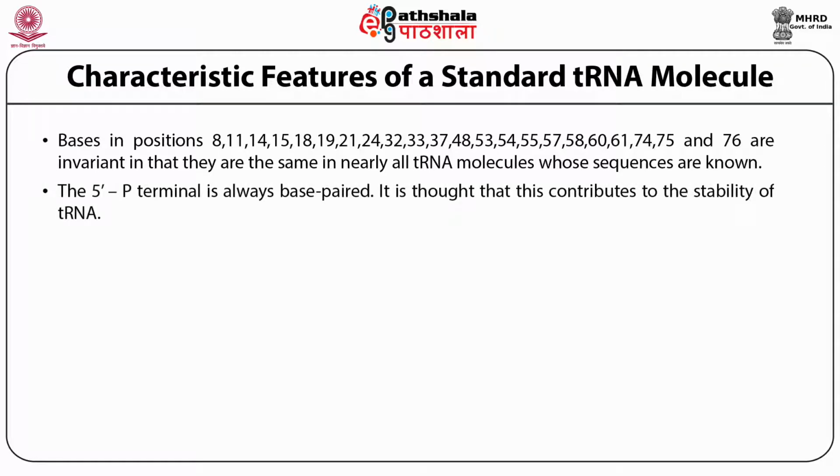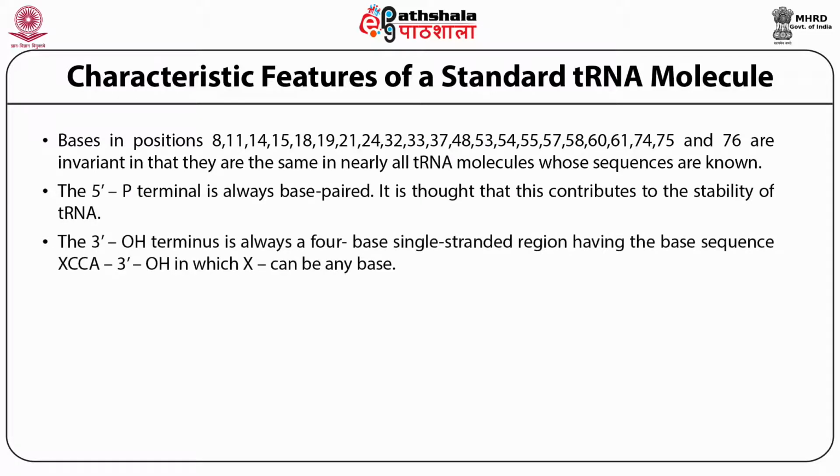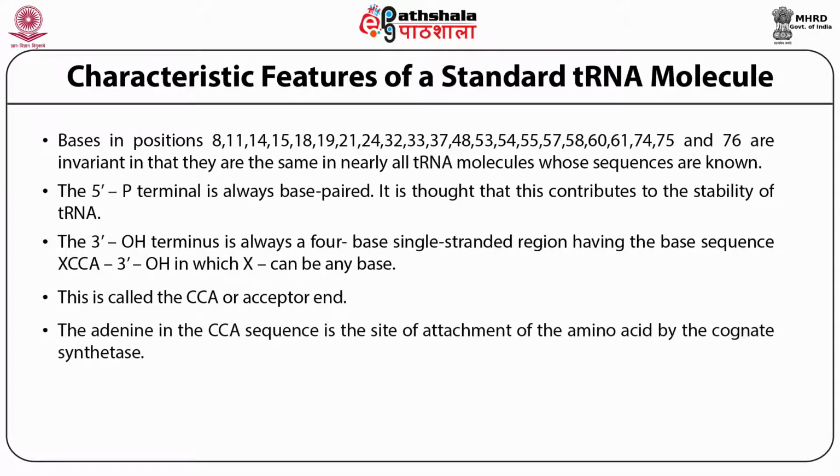The 5' P terminal is always base paired. It is thought that this contributes to the stability of tRNA. The 3' OH terminal is always a 4-base single-stranded region having the base sequence XCCA 3' OH, in which X can be any base. This is called the CCA or acceptor end. The adenine in the CCA sequence is the site of attachment of the amino acid by the cognate synthetase.